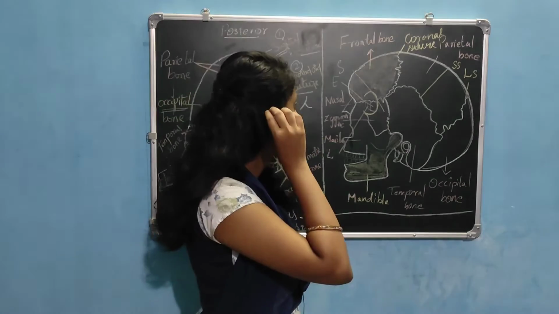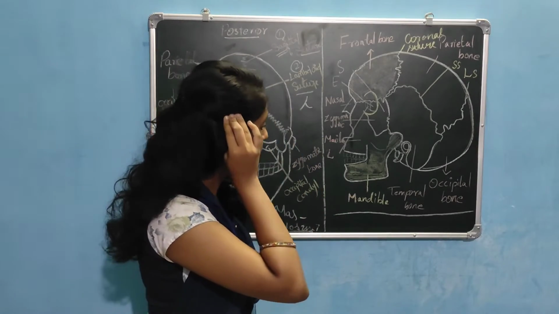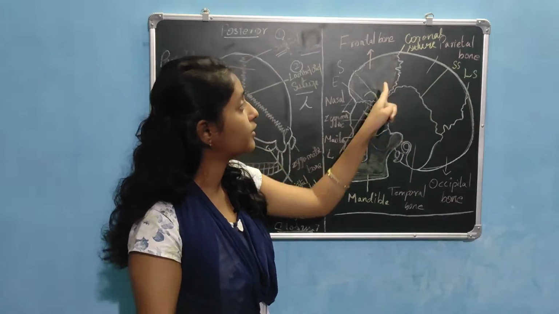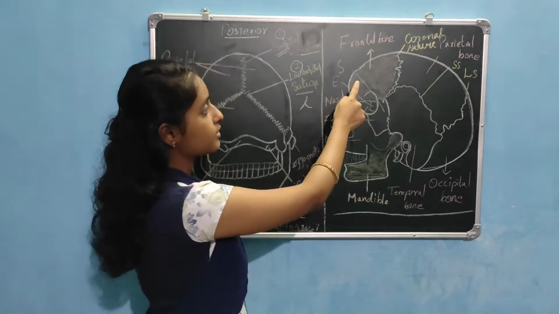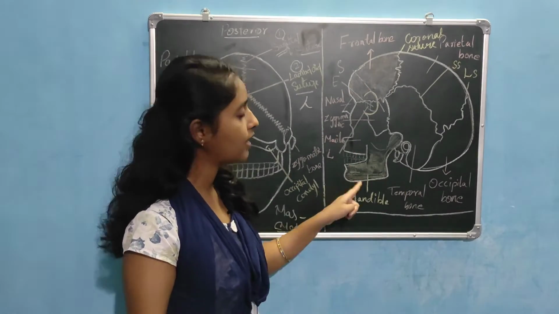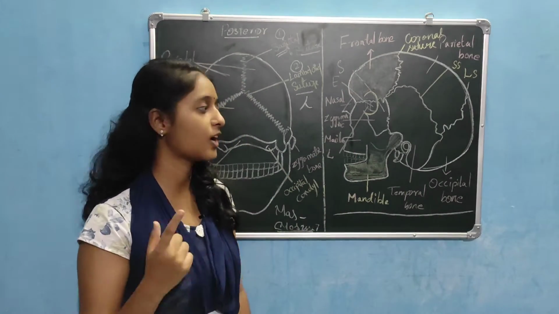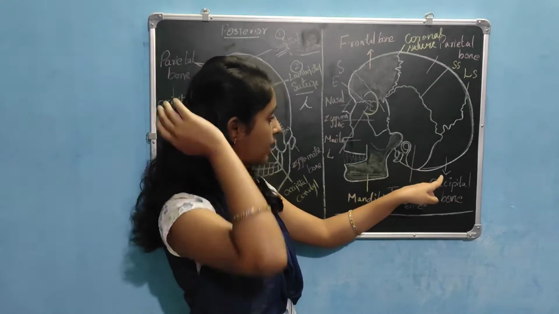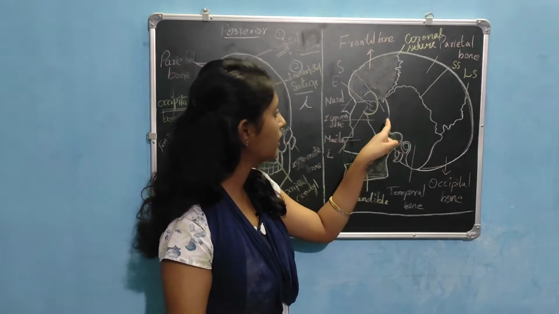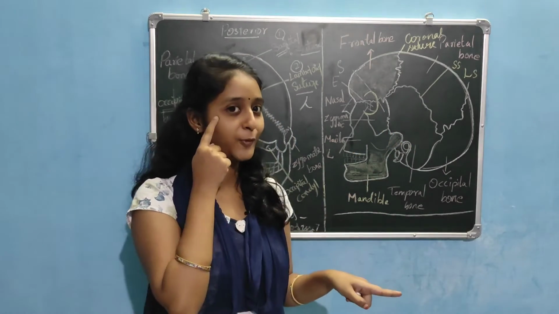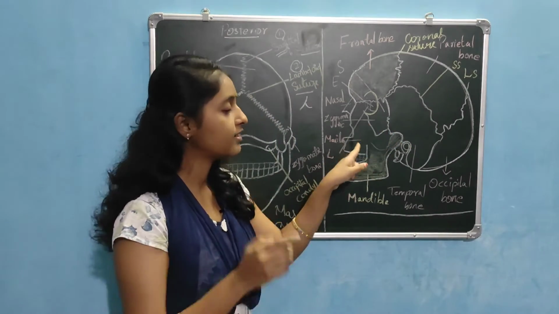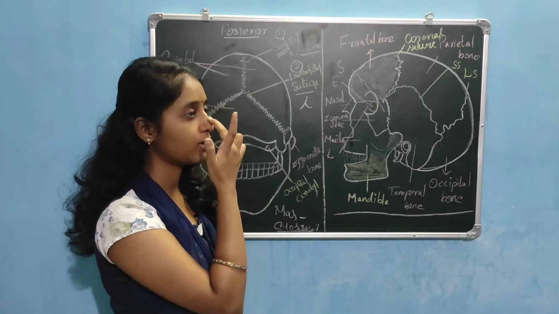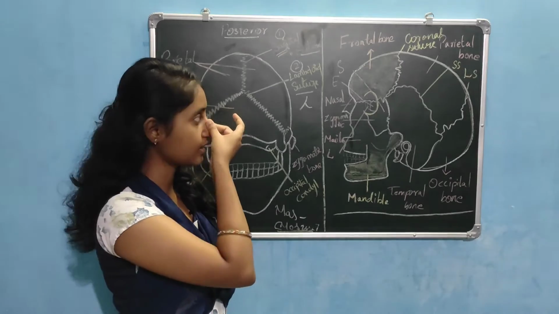Here, above this is the temporal bone, and above that is the parietal bone, and in front is the frontal bone. Here is the mandible, the sharp jaw angle, and posteriorly we have the occipital bone. Here is the zygomatic bone, shy expression, and the maximum area of the cheek is covered by the maxillary bone. And here is the nasal bone, which is the nose.